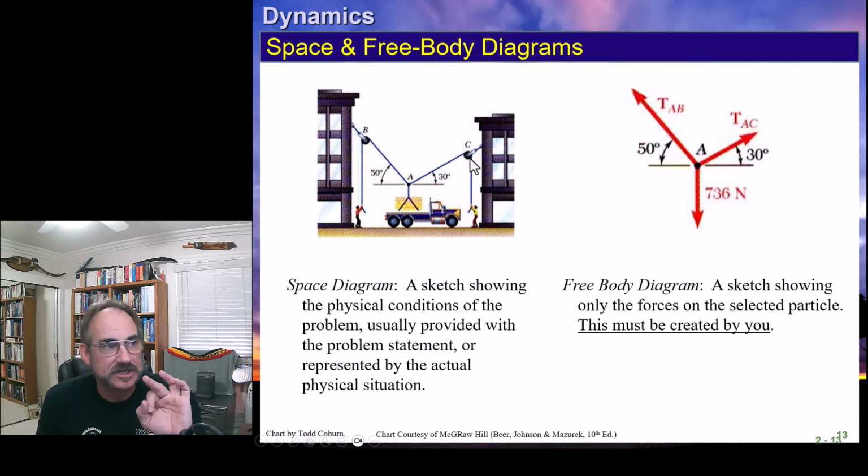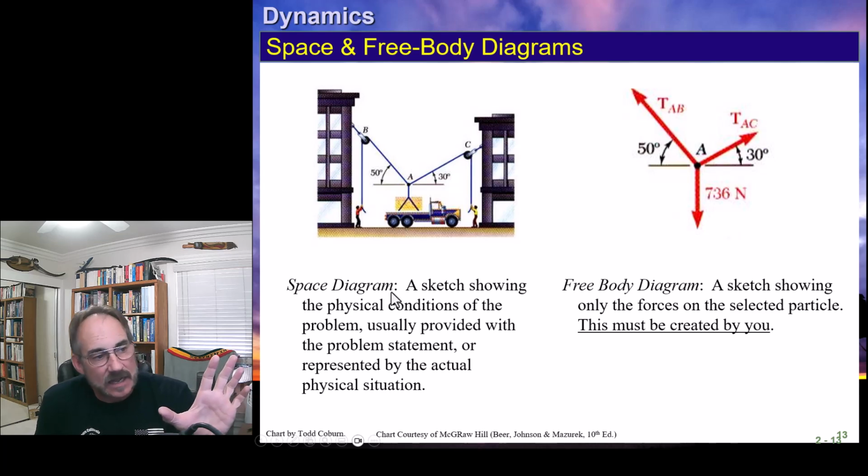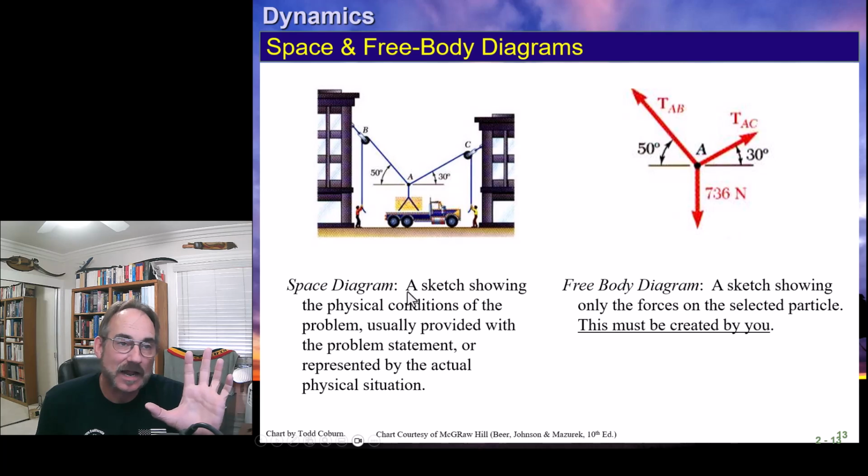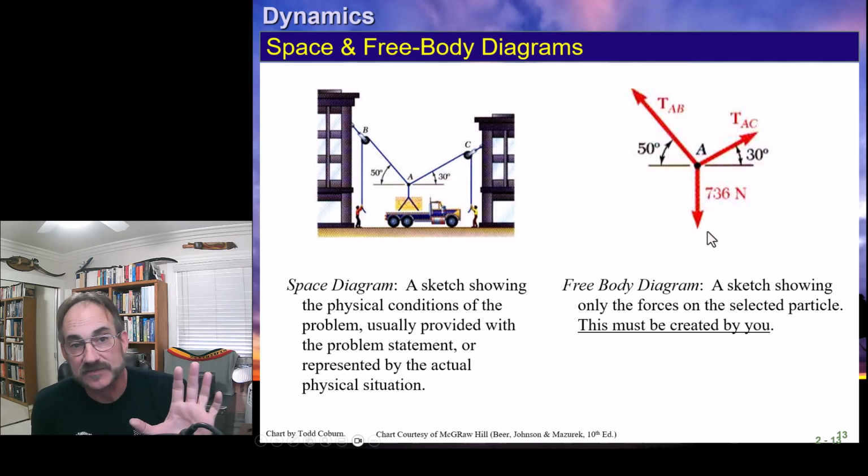We already talked about sketching the problem. It's critical to sketch your problem out. If we have a problem like this, Beer and Johnston call this a space diagram. I call it a sketch, no problem. And then we turn that into an engineering problem we can solve, a free body diagram, by just taking this critical point and drawing the three vector forces acting on the point. This is very useful. We covered this in statics also.